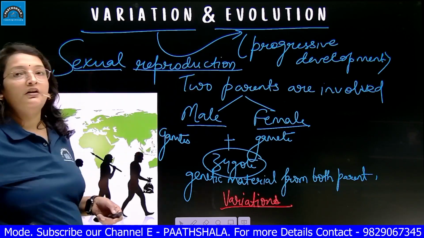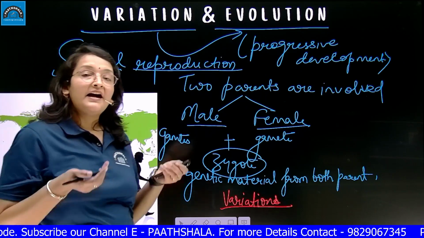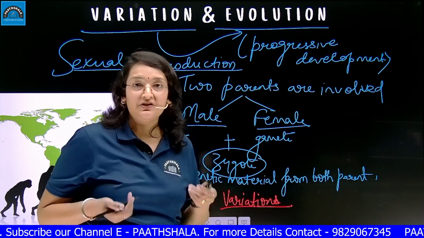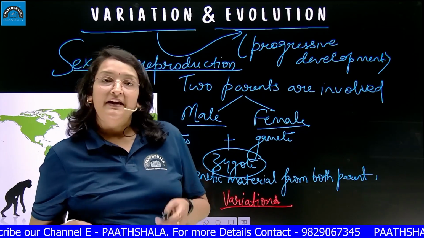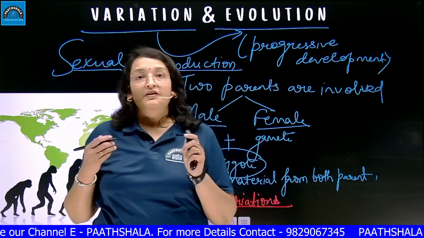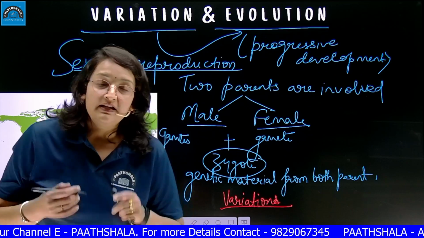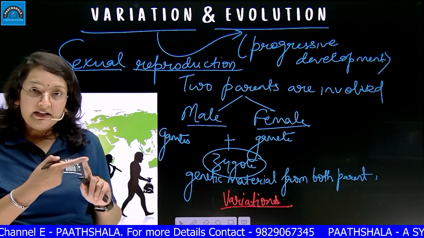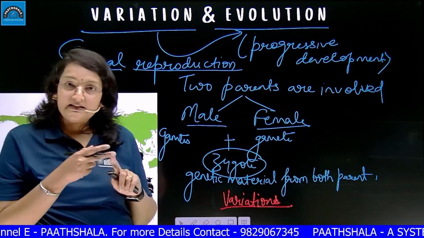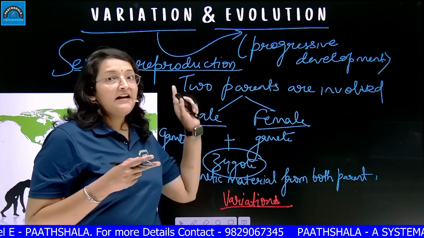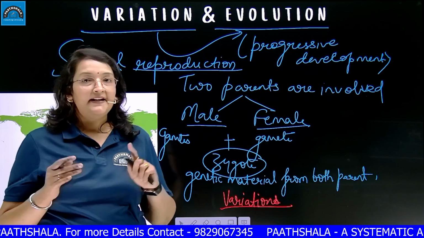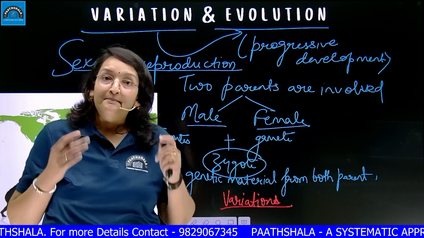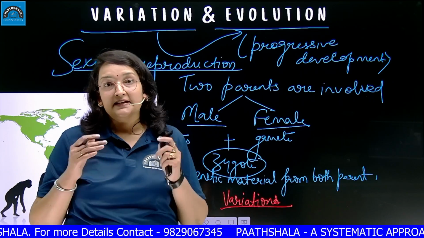Variation leads to evolution. Variations are responsible for the adaptations we make as per the changing environment. So whenever we talk about reproduction, we always say that reproduction is required for continuity of life, for existence of species, and for variations which will lead to evolution. That is the significance, the importance of reproduction as an essential life process.